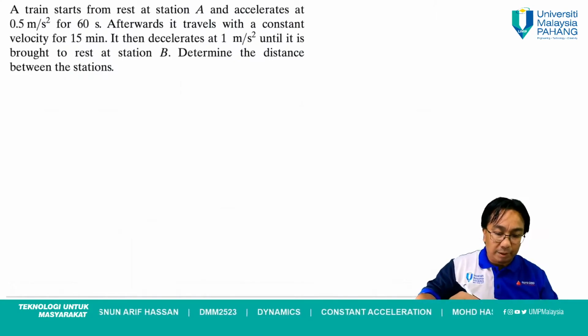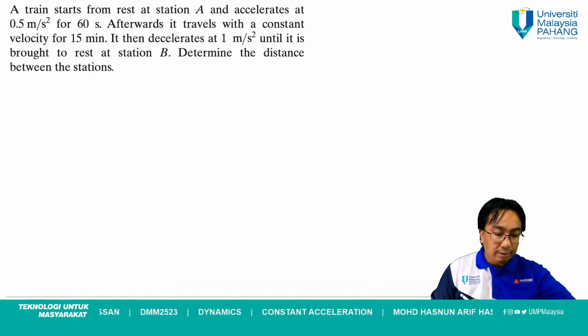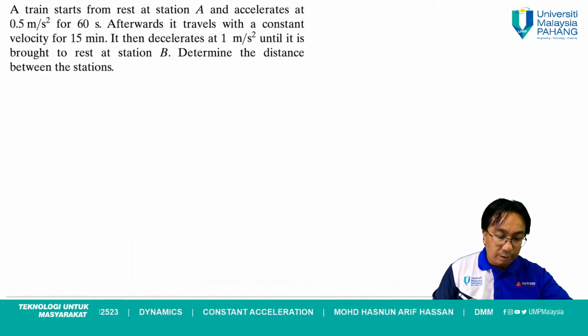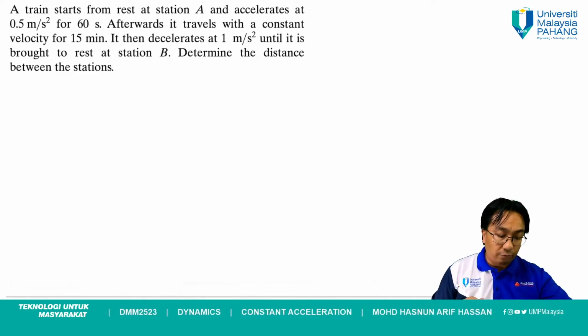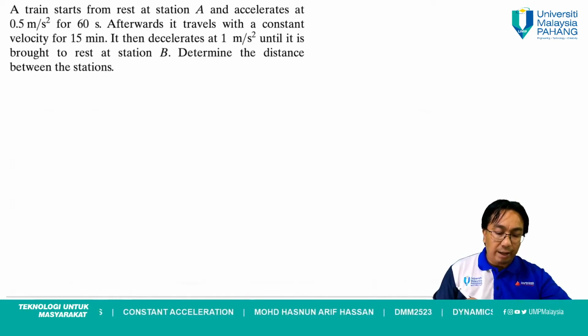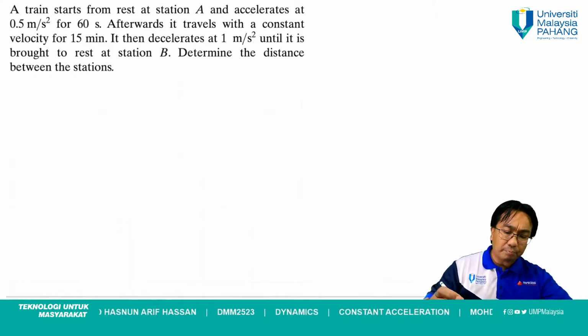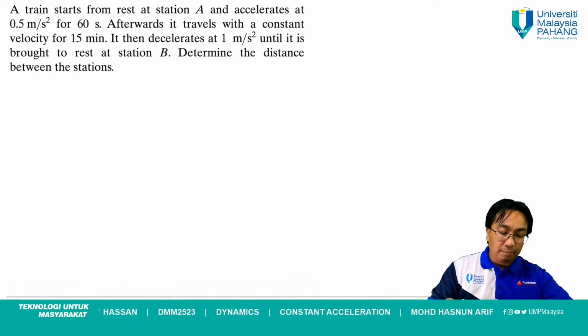So kalau tak ada soalan, let's look at an example. Okay, mari kita baca soalan dia sama-sama dulu. A train starts from rest at station A and accelerate at 0.5 meter per second square for 60 seconds. Afterwards, it travels with a constant velocity for 15 minutes. Okay. Then it decelerates at 1 meter per second square until it is brought to rest at station B. Determine the distance between the station.